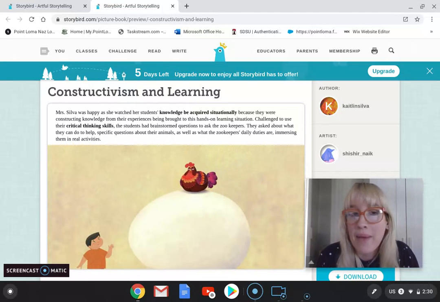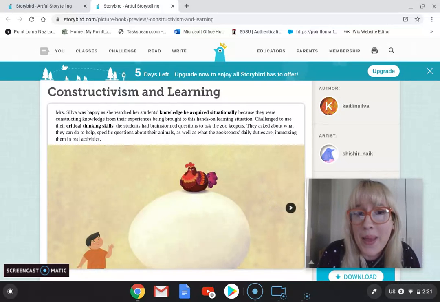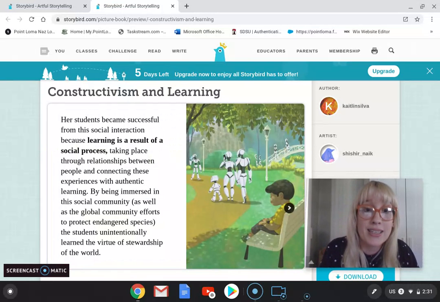Mrs. Silva is so happy as she's watching her students' knowledge be acquired situationally, because she knows that they're constructing knowledge from these experiences that they're fully immersed in through this hands-on learning situation. And they're being challenged to use their critical thinking skills because she had them brainstorm questions to ask the zookeepers prior. And they're going to ask them about what they can do to help, and questions about their animals. They're asking them what their duties are. They're helping them in these real world activities.